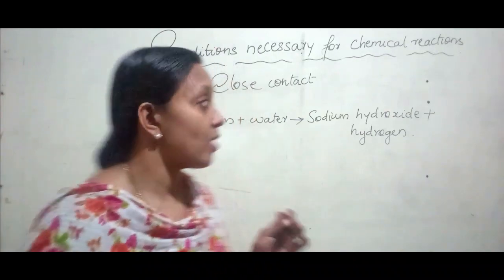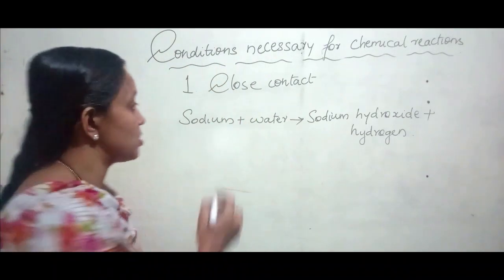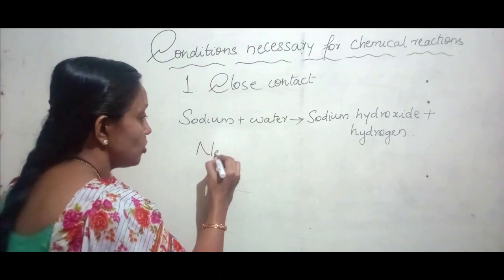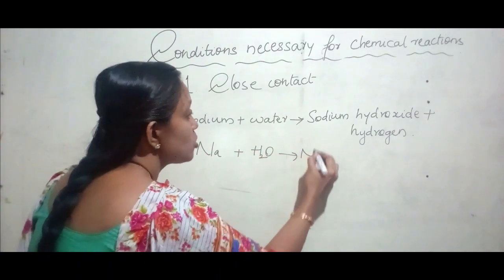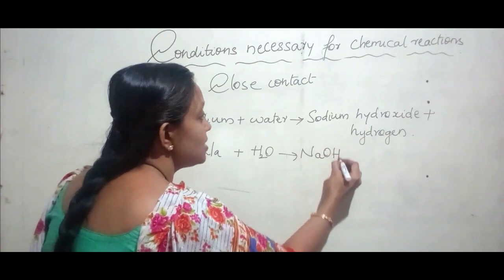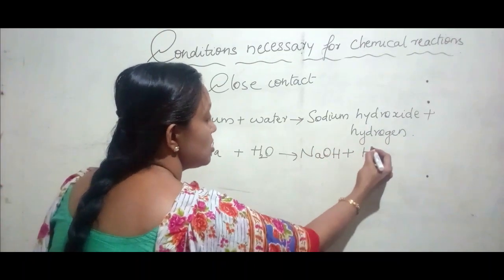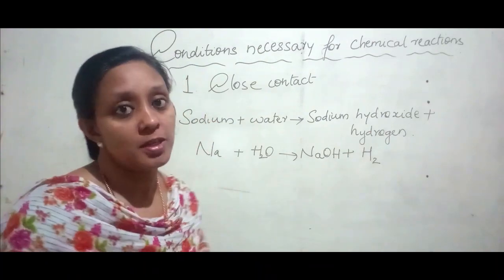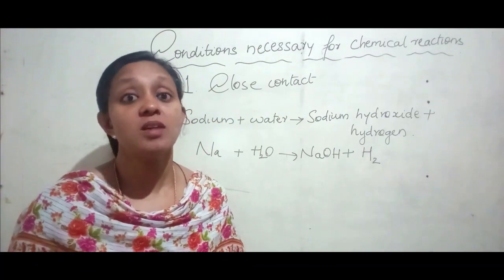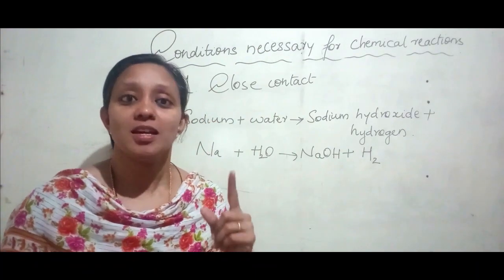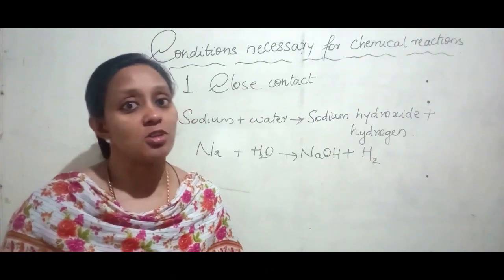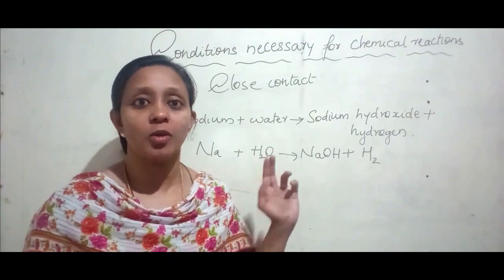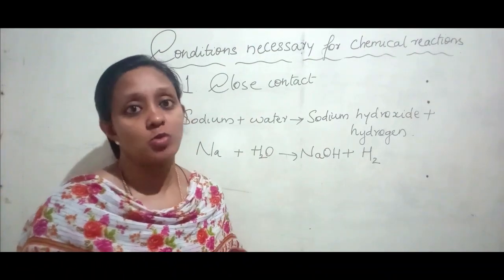We shall try writing a chemical equation for this reaction. Sodium reacts with water, giving you sodium hydroxide and hydrogen. How do we write hydrogen, children? It should be written as H2 because one molecule of hydrogen is made of 2 atoms of hydrogen and hydrogen is a diatomic element. I hope this condition is clear to all of you.